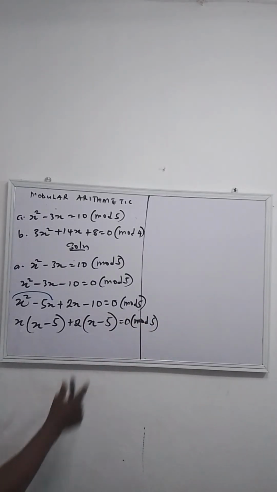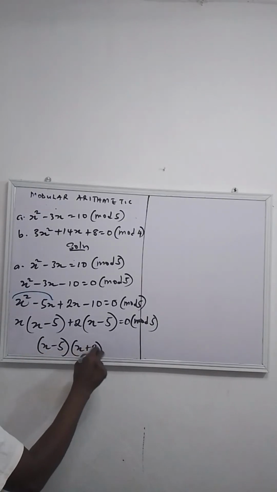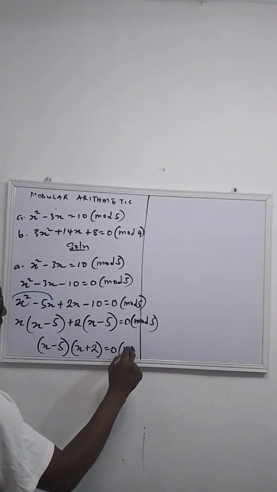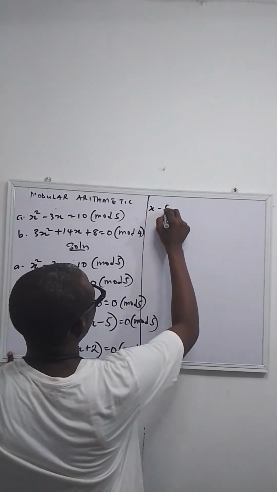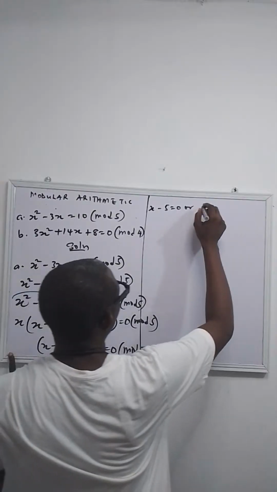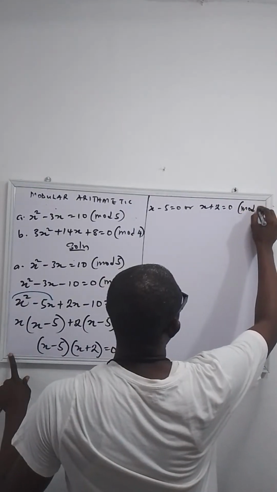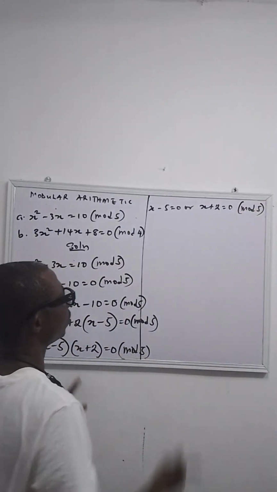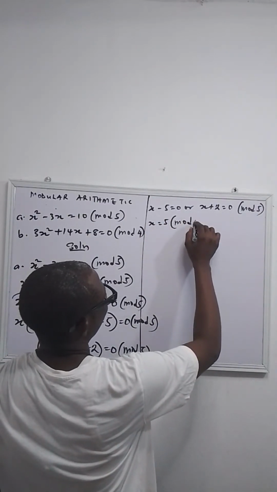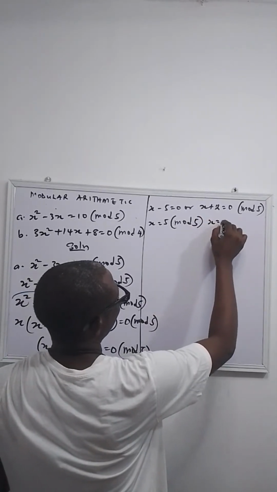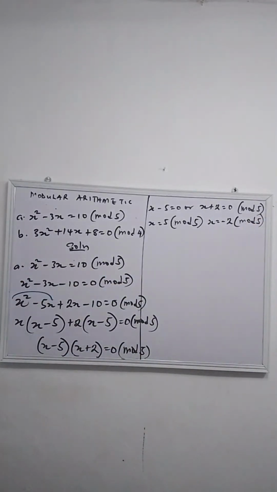All right, so now let's factor this out. You have (x minus 5)(x plus 2) equals 0 in mod 5. So we now have either x minus 5 is 0 or x plus 2 is 0 in mod 5. So x equals 5 in mod 5, and x equals negative 2 in mod 5.